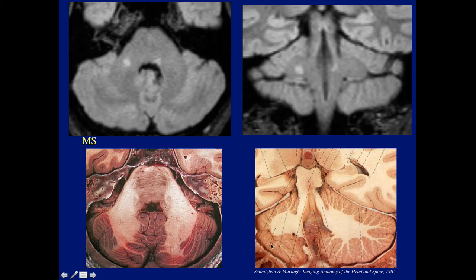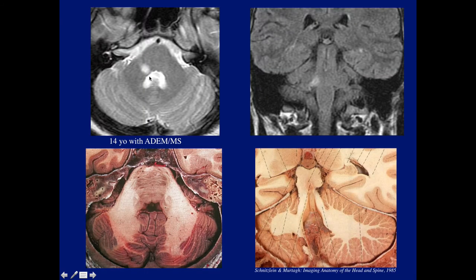Okay, we finished with the superior cerebellar peduncle abnormalities. Commonly in the middle cerebellar peduncle, we'll have MS lesions, as seen in the two planes here. Here's a 14-year-old with ADEM, again showing a lesion in the middle cerebellar peduncle.